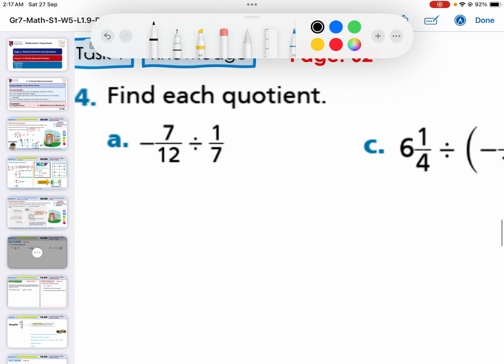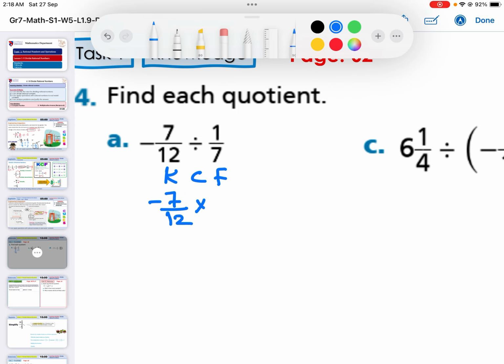Find each quotient. Directly here, since you have, guys, both fractions, you don't need to convert anything. You don't need to recycle the mixed number. There are no mixed numbers. Simply, I'm going to write KCF and start my work. So the first one, I'm going to keep it: negative 7 divided by 12.